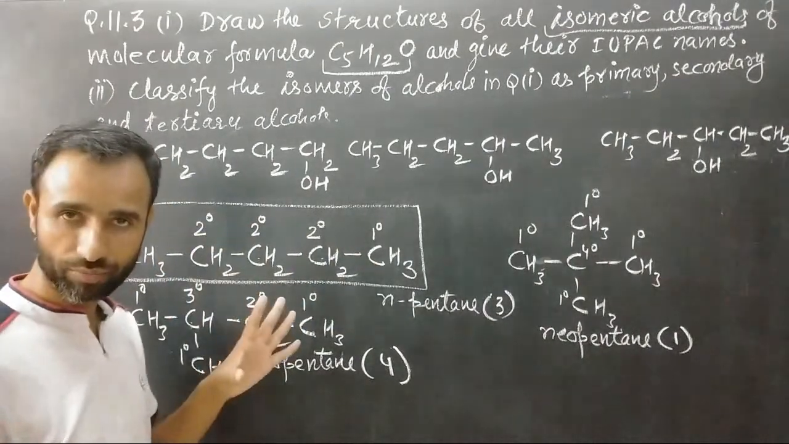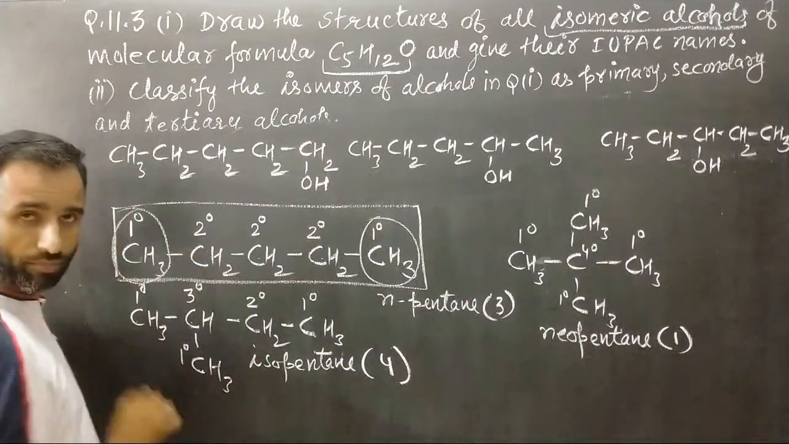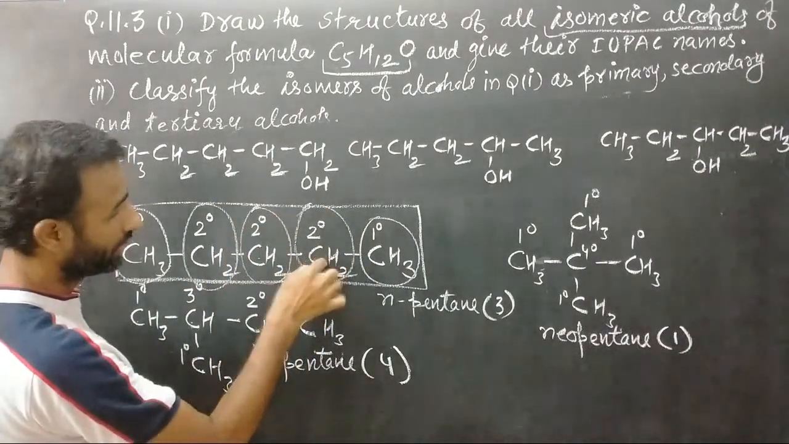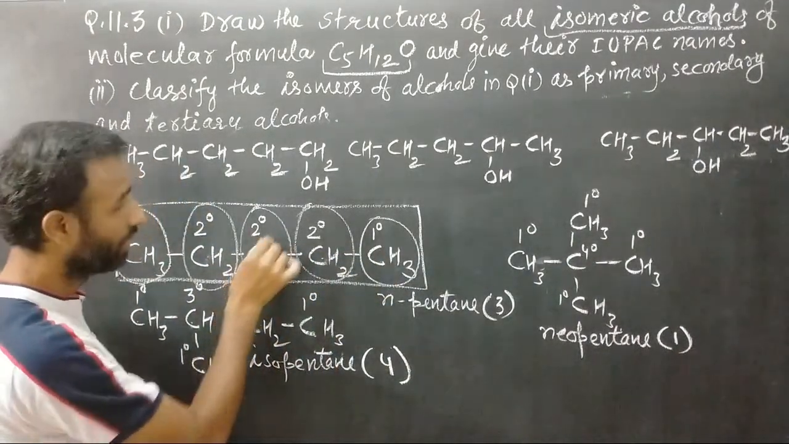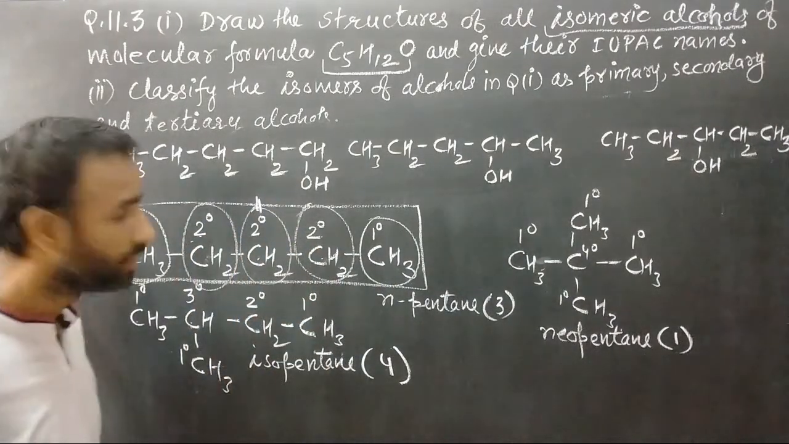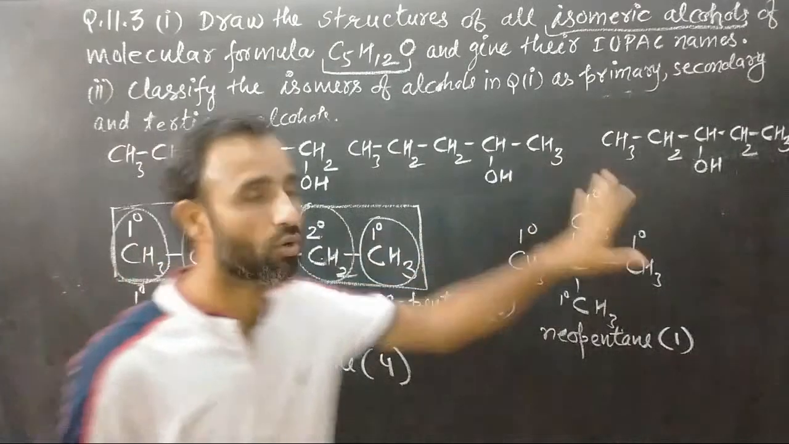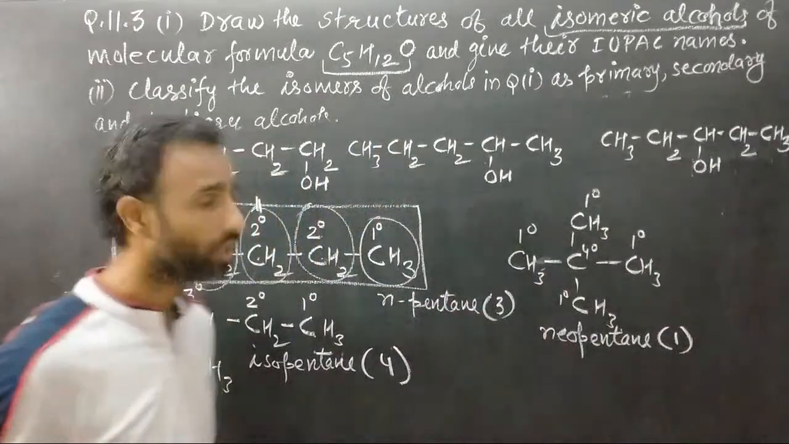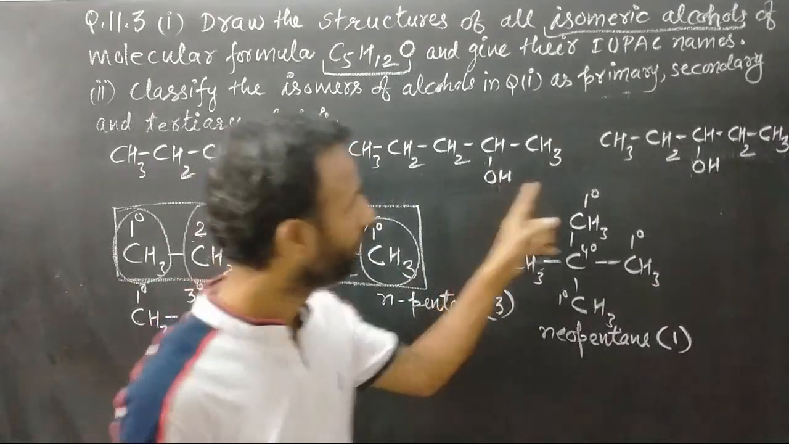Hydrogens of different types. See, primary hydrogens are same. These two secondary hydrogens are same, but this secondary is different. These secondary are attached from one side by primary, other side by secondary. But this one is attached to secondary carbons on both sides. That's why there are three types of hydrogens and three types of alcohols possible. This is primary alcohol and these are secondary alcohols. This is pentan-1-ol, pentan-2-ol, pentan-3-ol.